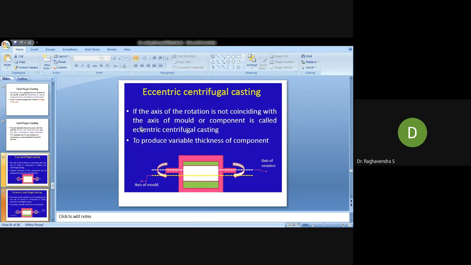If you want to make eccentric centrifugal casting, if you want some elliptical shape, the axis of the rotation is not coinciding with the axis of the mold or component. What is that? Here the box will be rotating, and this will be rotating like this. Then it is an eccentric centrifugal casting.